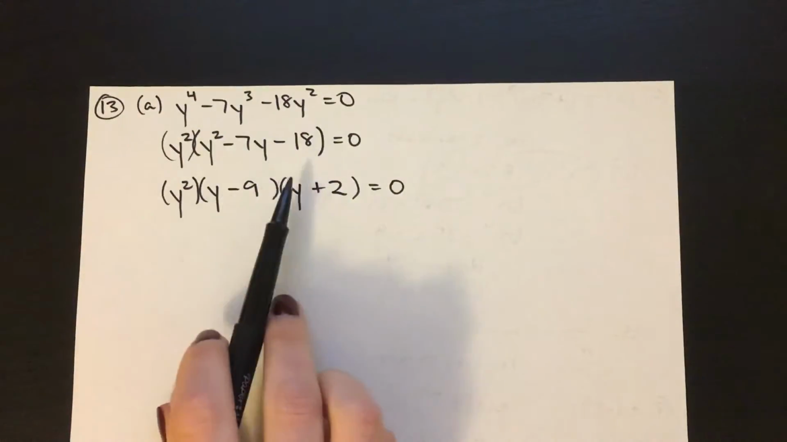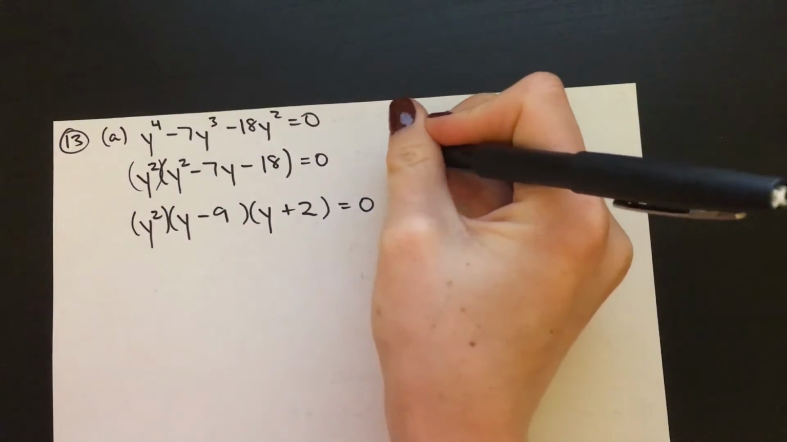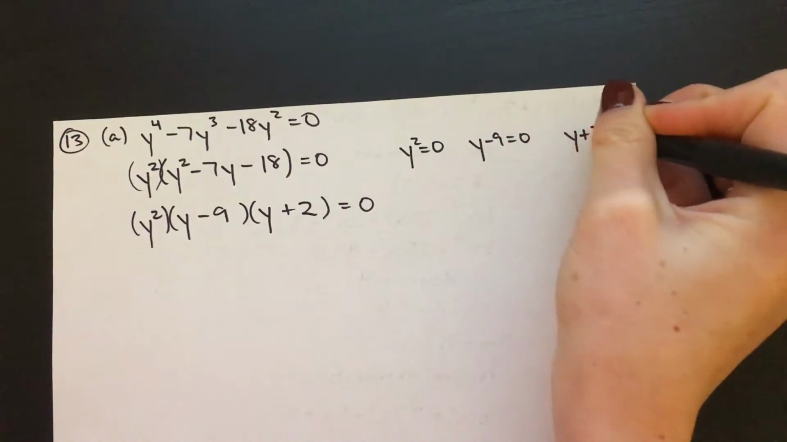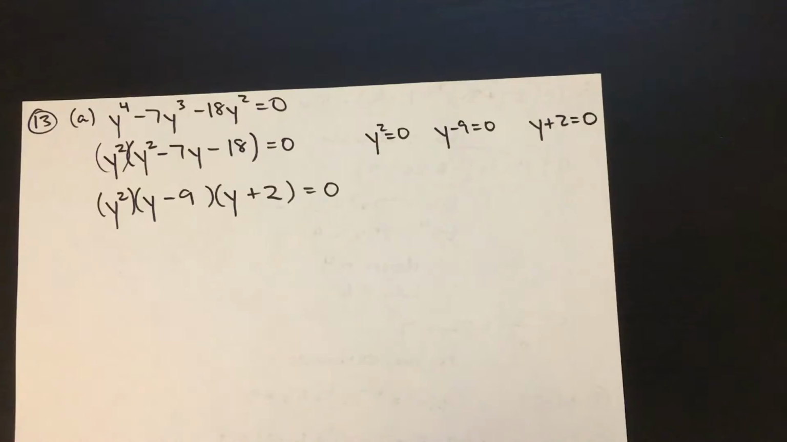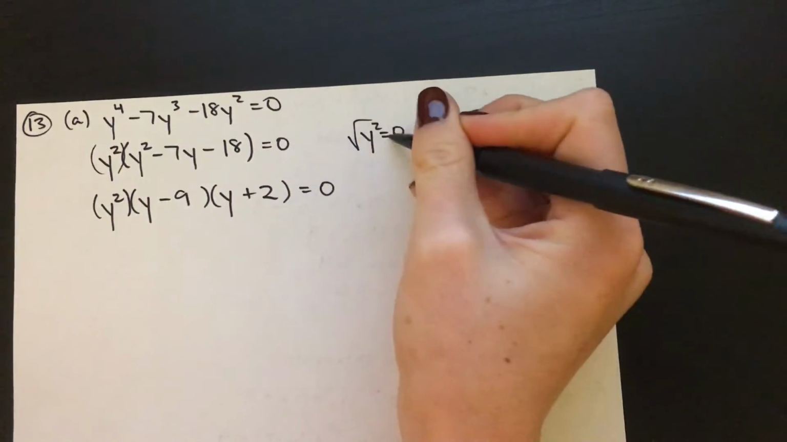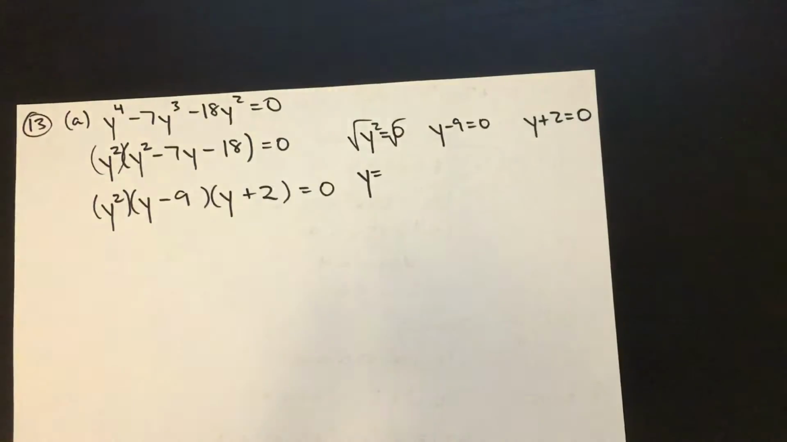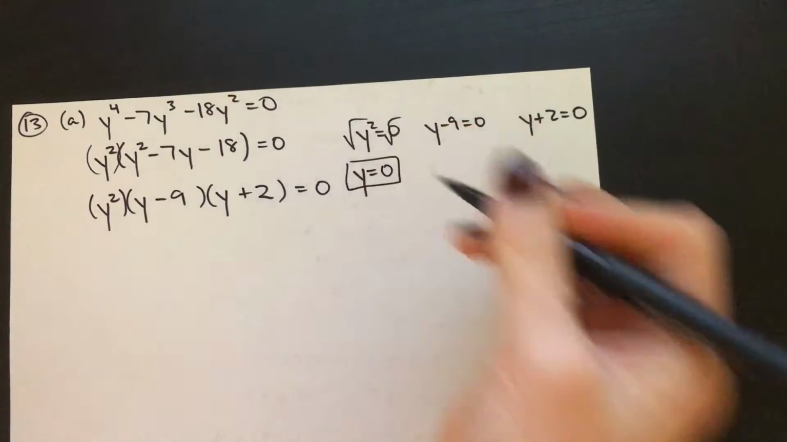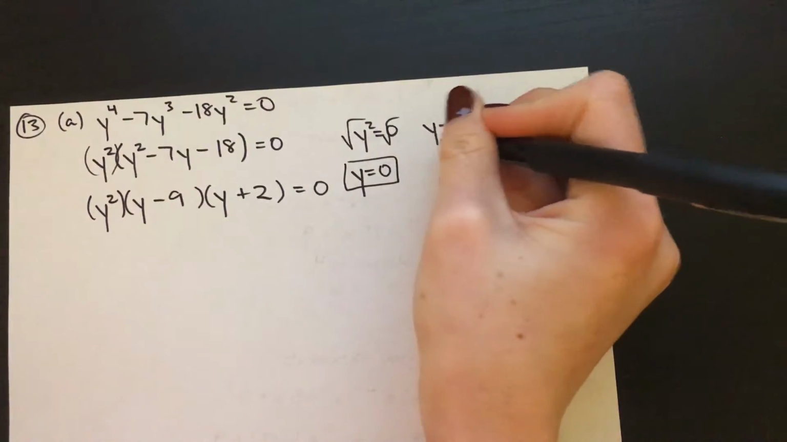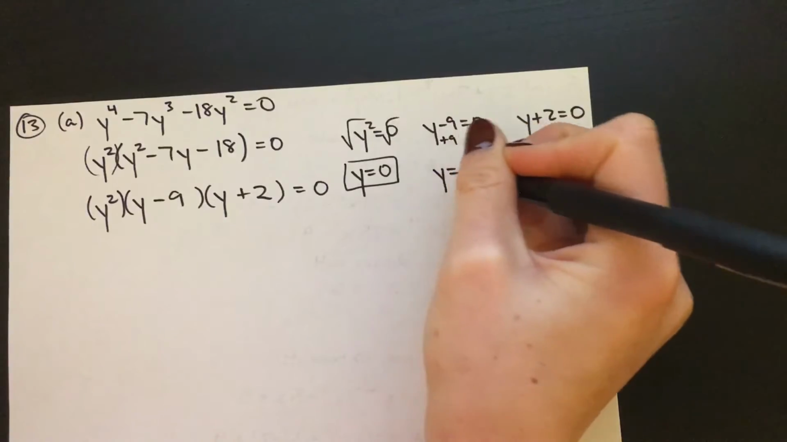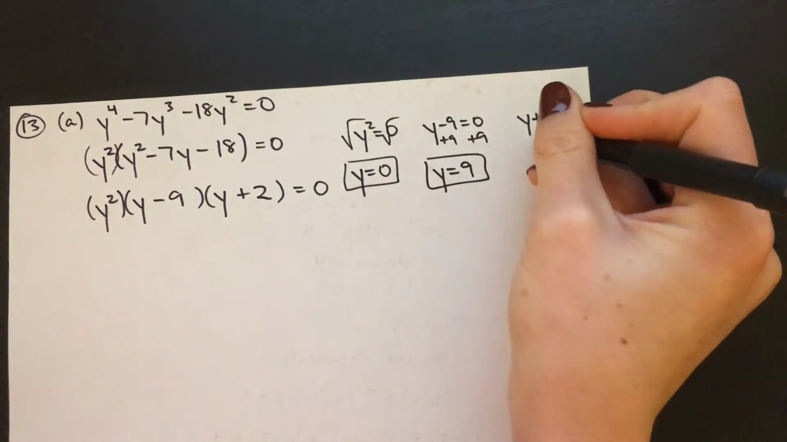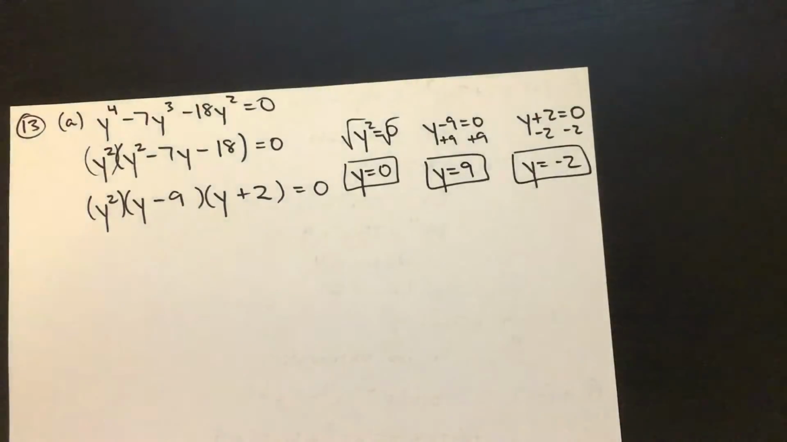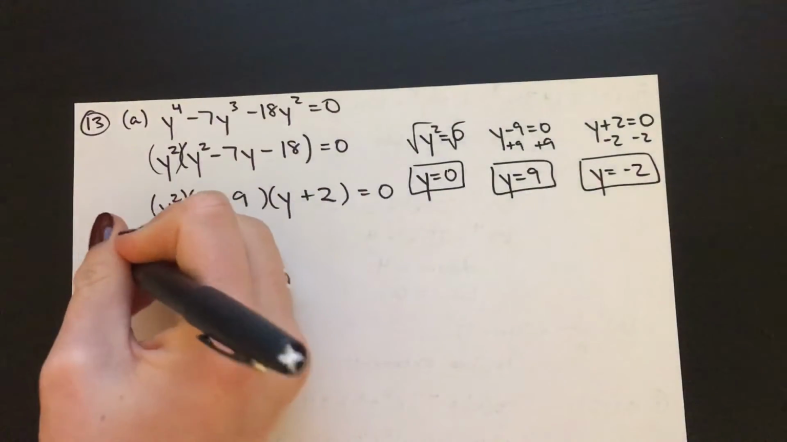So now I have these 3 different factors, and the way that I solve this is by taking each of these 3 factors and setting them equal to 0. And then I'll get every possible answer for y. So here, when I have a square, I square root. So I have y equals, and normally I do plus or minus, but the square root of 0 is just 0, and there's no positive 0 versus negative 0, it's just 0. Here you would add 9 to both sides, so I end up with y equals 9 as the second answer. And then here I would subtract 2 from both sides, so I end up with negative 2 as my third answer. So I have 3 possible answers for part A.